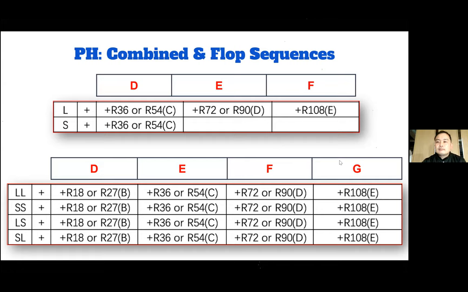Yeah, so for combined and flop sequence, you can see this table. L or S, maybe Russian plus Russian 360, D; Russian 720, E; Russian 1080, F. And then also below, LL plus Russian 180, D; 360, E; 720, F; 1080, G. So you can see this combined and flop sequence.